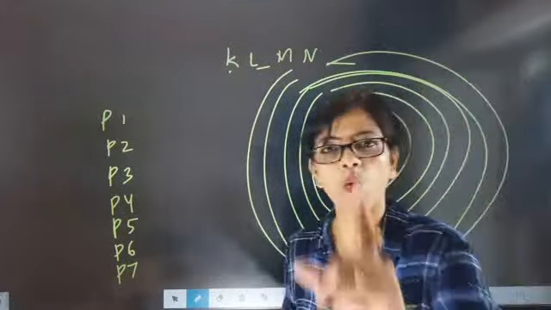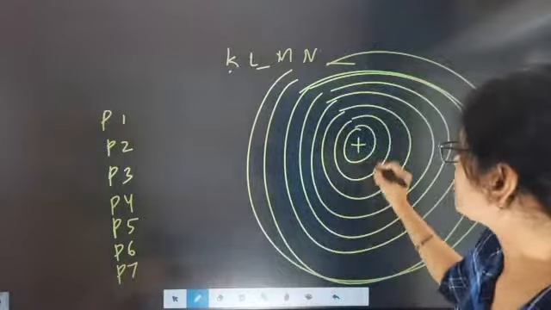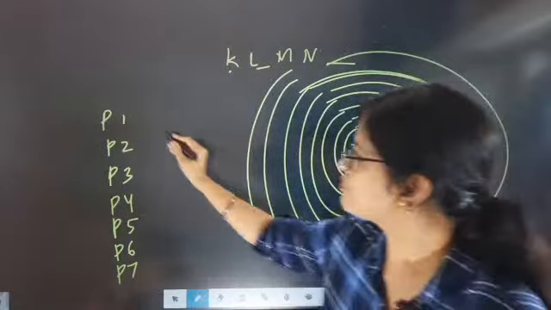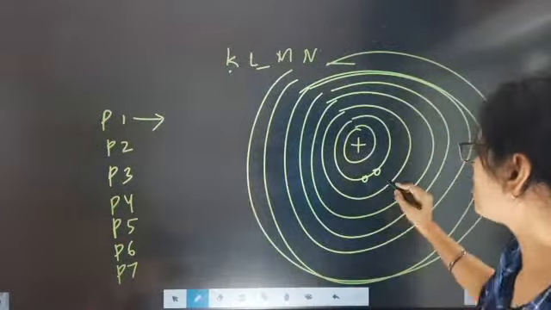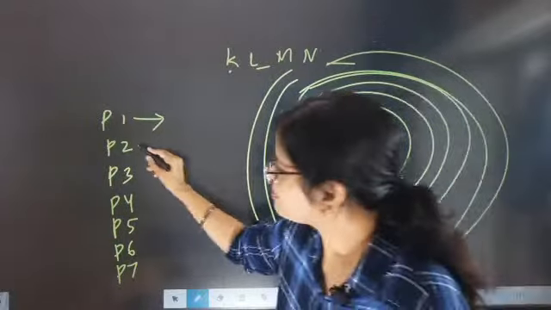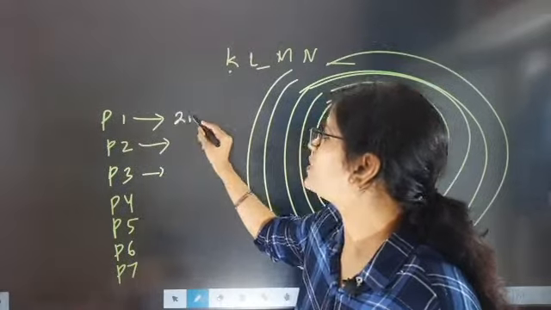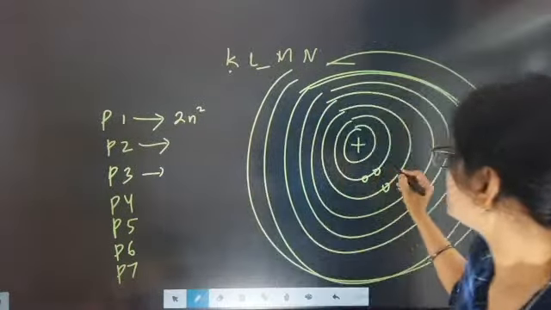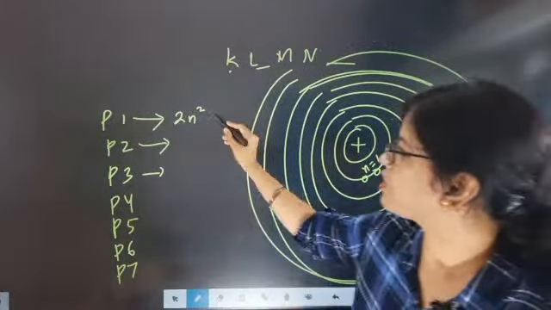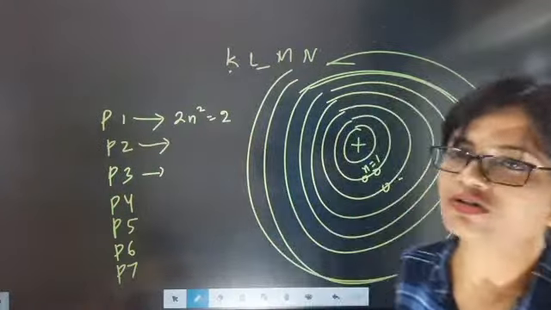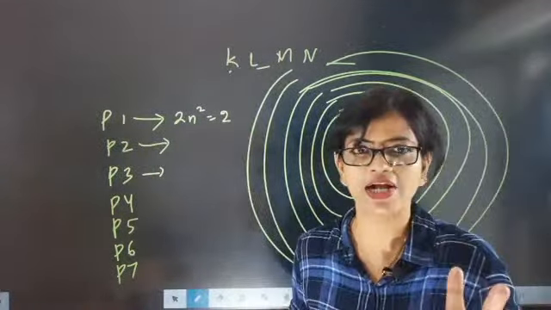Each orbit is 1 period. So the first orbit with 2 electrons means the first period. Second orbit, 8 electrons, second period. Third orbit, 18 electrons according to 2n square. So for orbit number 1, n equals 1, and 2 electrons. So the first period has 2 electrons.